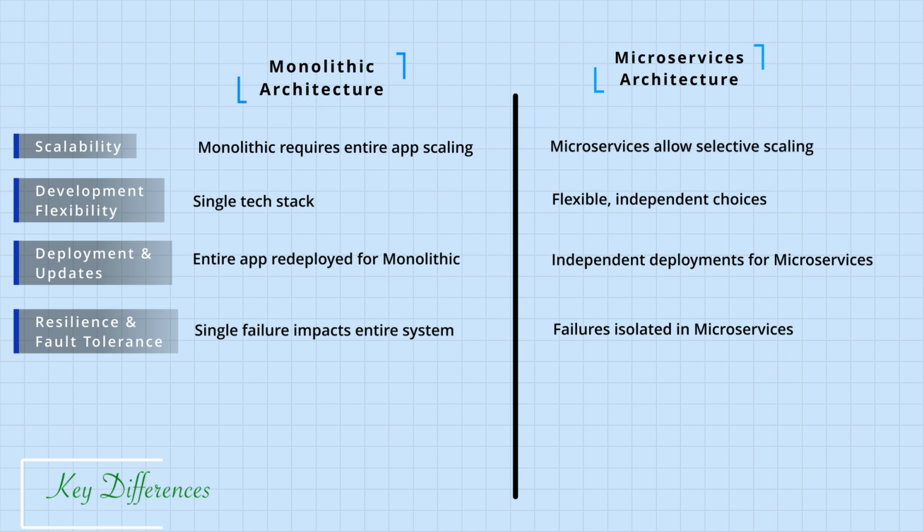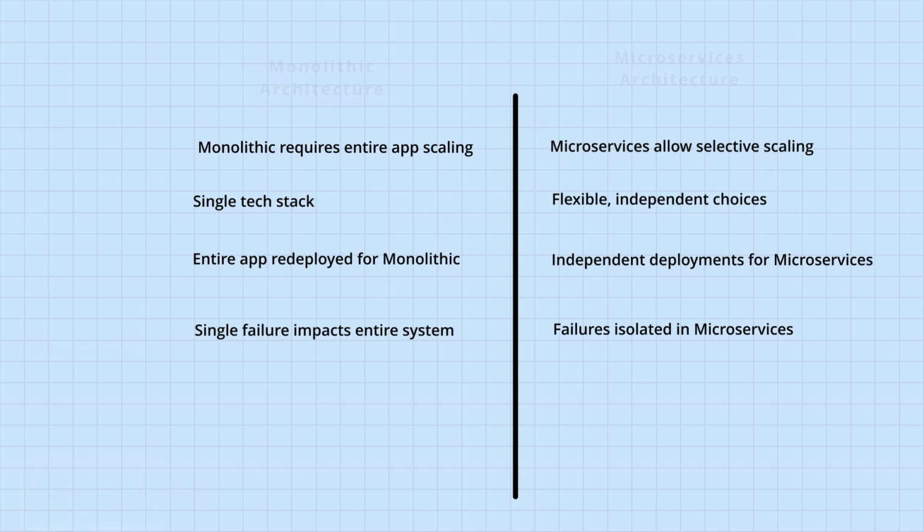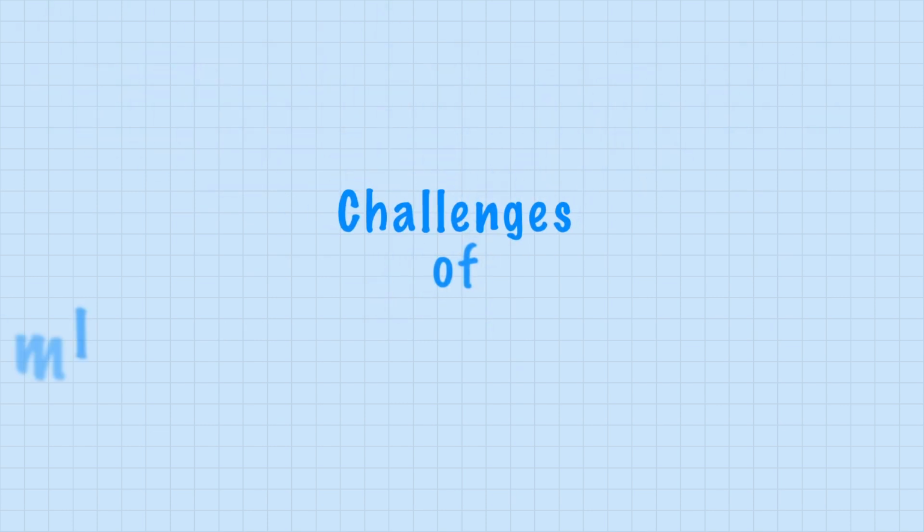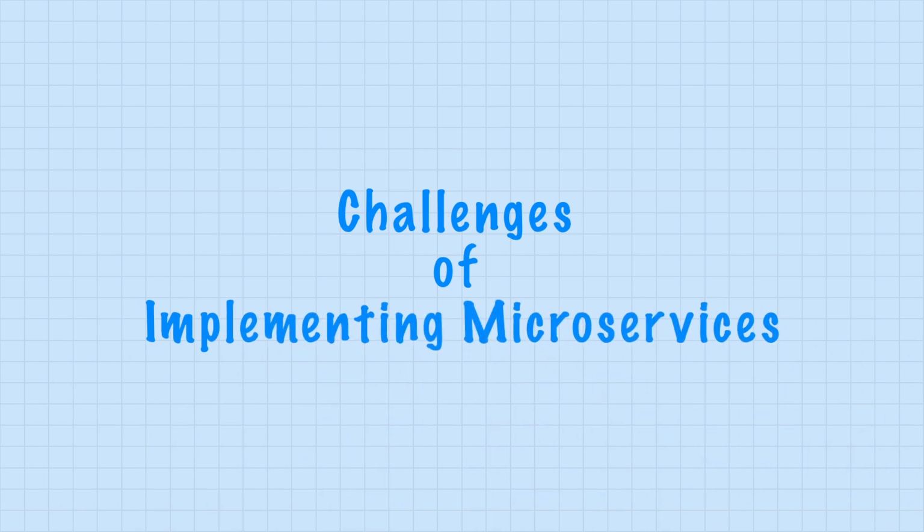That's why the choice between monolithic and microservices isn't just about code. It's about setting up a foundation for success in today's fast-paced tech landscape. So far, we've seen how microservices make applications more scalable and flexible, but they're not without some serious challenges. Let's dive into a few key disadvantages that come with this architecture.